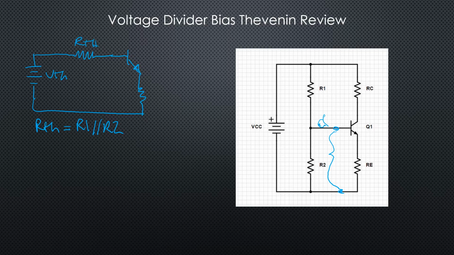Now VThev is going to be equal to VR2 with the load pulled. So if the load is pulled, our current through this branch is through R1 and R2 only. So we get current is equal to VCC divided by R1 plus R2. So if I've got the current there through that branch, now if I want the voltage of VR2, I'm going to multiply that current by R2. That gives me my VThev.